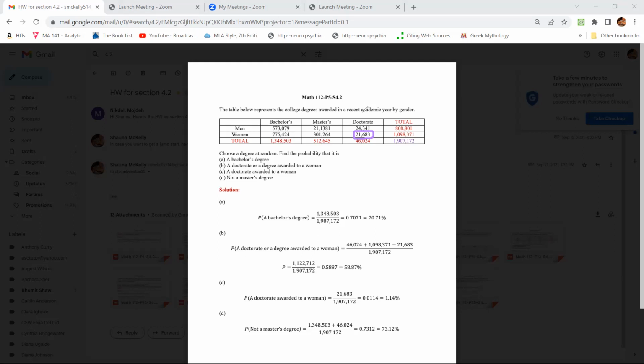Any questions on letter C for that? Oh, I see it. How about D, not a master's? I'm pretty sure what we have to do is add all the total of bachelors and doctorates, excluding the masters. Yeah, so you just add the bachelor and the doctorates together and put it over the total, which is your purple number. Very good.